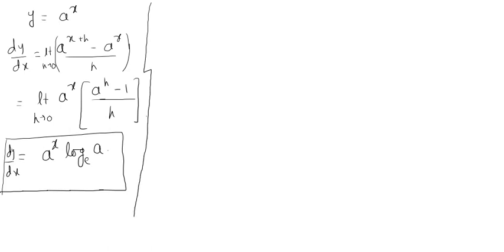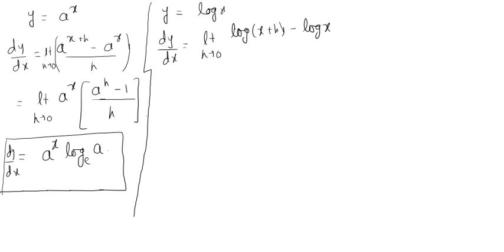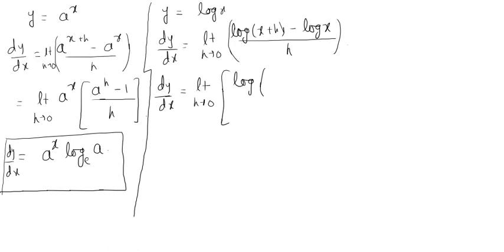Now if y is equal to log x, what is dy by dx in this case? So dy by dx can be written as limit h tending towards 0 of log of x plus h minus log of x, divided by h. Okay. So dy by dx can be written as limit h tending towards 0 of log of 1 plus h by x upon h.